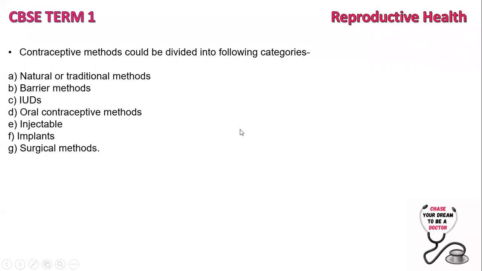Clear? Now we are moving on to the various categories included in the contraceptive methods. First is the natural or traditional methods. After that, you have the barrier methods. Then you have the IUDs, intrauterine devices. What are IUDs?